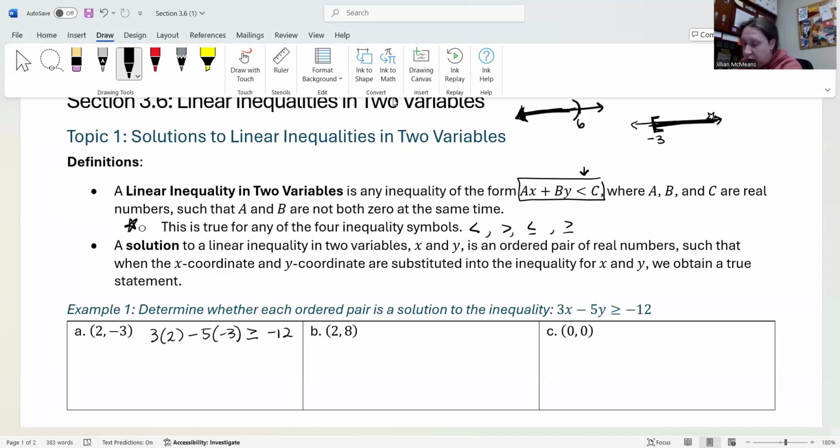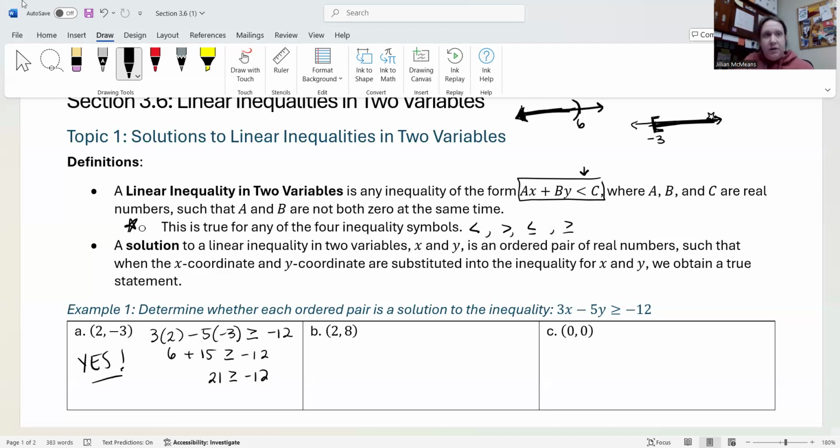equal to -12. So 3 times 2 is 6. -5 times -3. Well, two negatives become a positive, so that's going to be plus 15. And we want to know, is that greater than or equal to -12? Well, 6 plus 15 is 21. And 21 is certainly greater than -12. So we would say yes, this ordered pair is part of the solution set. The solution set is vast. It's going to have infinitely many ordered pairs, but one of those very specific ordered pairs is going to be (2, -3). Okay?